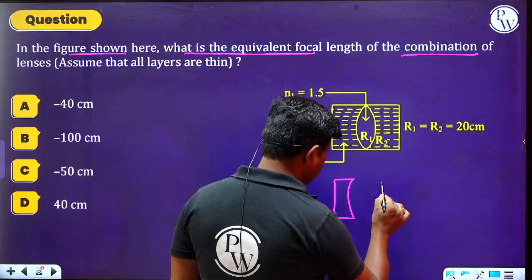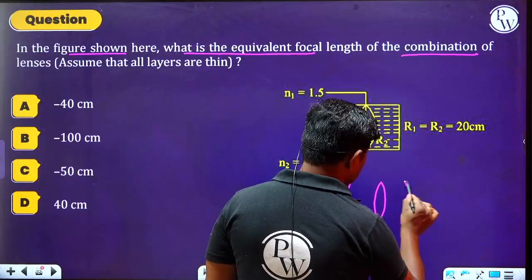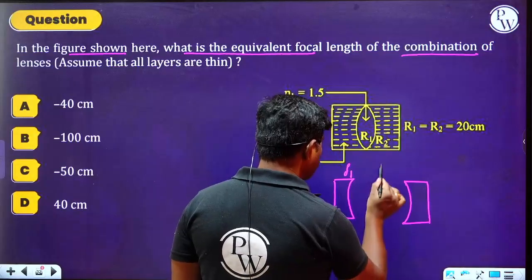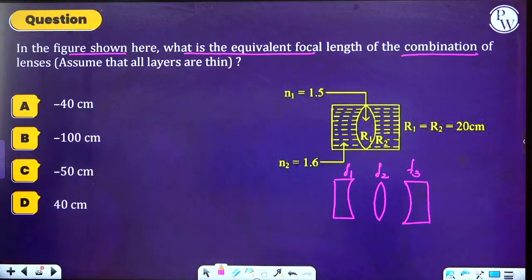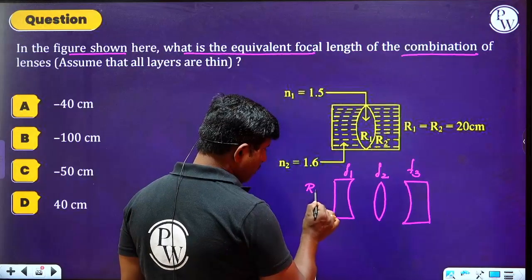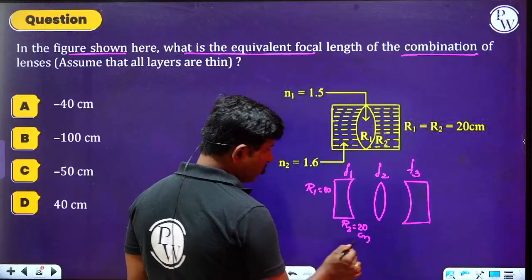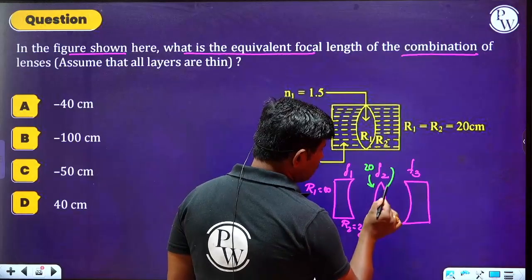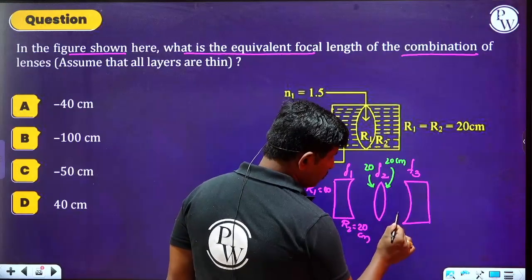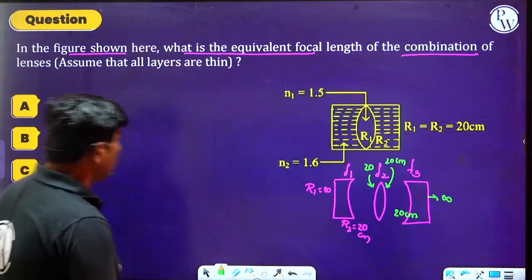One is plano concave, and the other one is a convex lens, and the other one is again this. Let us say this is f1, this is f2, and this is f3. R1 is equal to R2 is equal to 20 centimeter, they are saying here. Here R1 is equal to infinity, and for this R2 is equal to 20 centimeter. For the second lens, it is 20 centimeters and this is also 20 centimeters. And for the third one, this is 20 centimeters, and this is infinity. Okay.